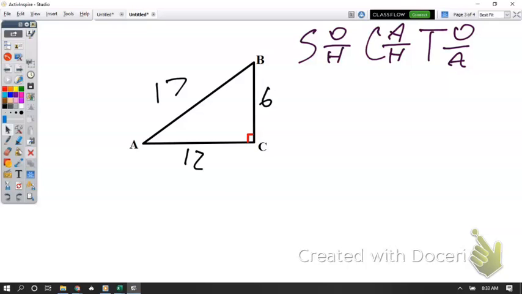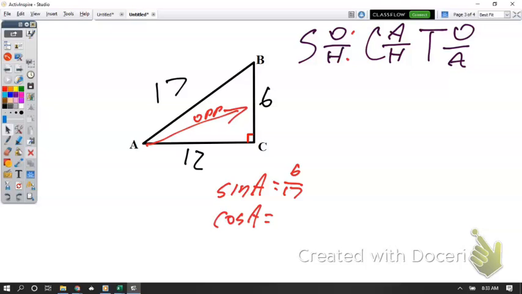I want to find sine, cosine, and tangent for angle A, then sine, cosine, and tangent for angle B. So sine of angle A is, again, opposite over hypotenuse. Opposite to A is 6, so 6 over my hypotenuse, which is 17. Cosine for angle A is adjacent over hypotenuse. Right there next to angle A is 12, so 12 over hypotenuse, which is still 17.